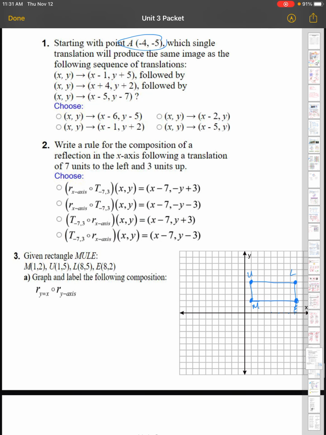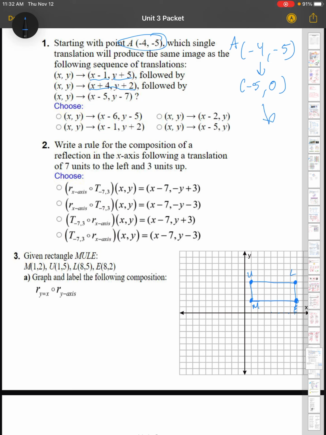So let's look at some practice problems here. It says starting with the point A being -4, -5, which single translation will produce the same image as the following sequence of translations? So we have a bunch of translations combined. -4, -5 is my original. So let's put it through this first. x minus 1, y plus 5. If I subtract 1, it goes to -5. And if I add 5, it goes to 0.